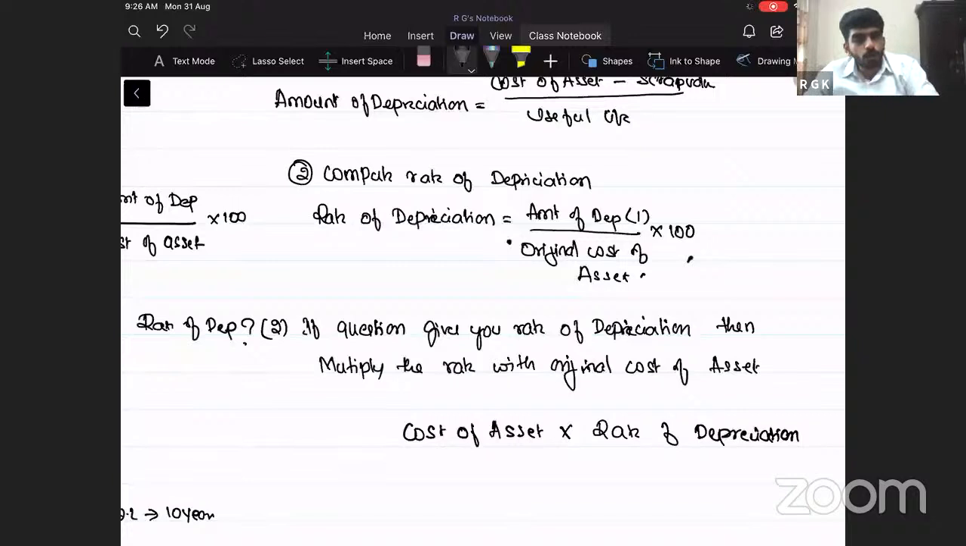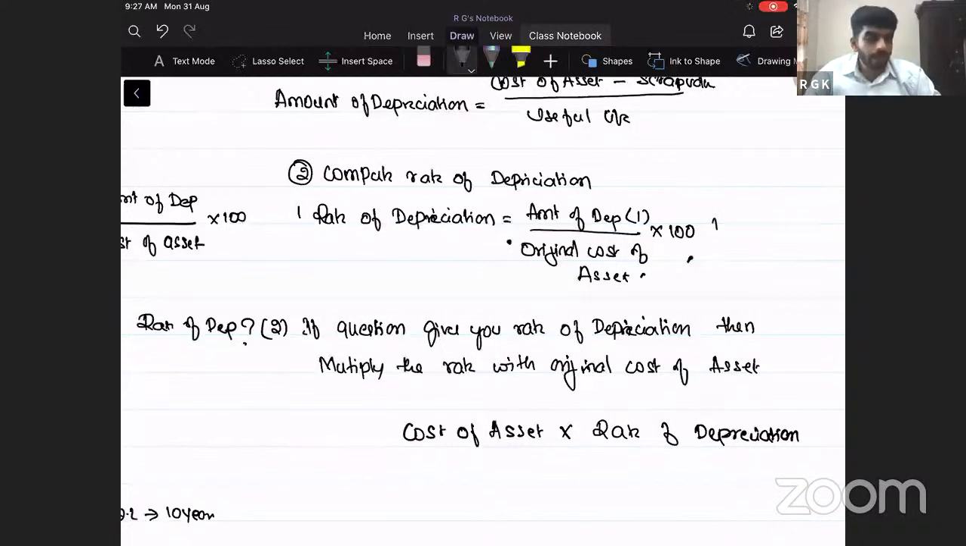What you applied in the formula, the same thing comes up. Same thing reversed. That's it. Scrap value comes when you are computing the amount of depreciation where the rate of depreciation is not given. If the rate of depreciation is given, it will be applied on the original cost of the asset, based on this formula.